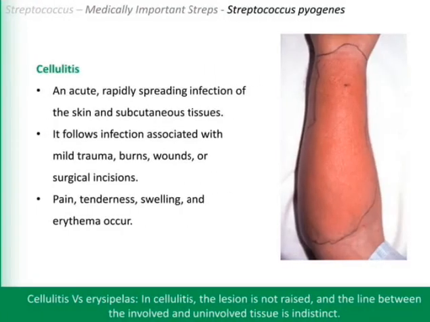Cellulitis, an acute, rapidly spreading infection of the skin and the subcutaneous tissue. It follows infection associated with mild trauma, burns, wounds or surgical incision. Pain, tenderness, swelling and erythema occur.